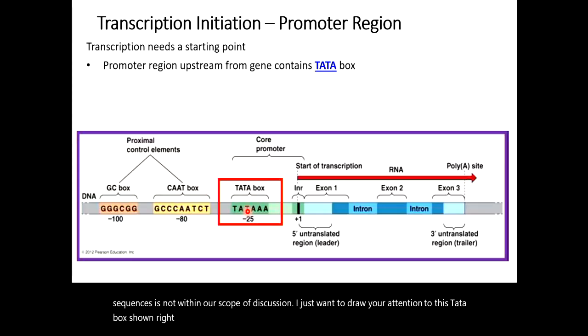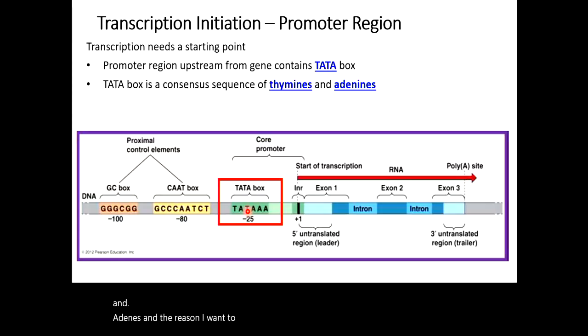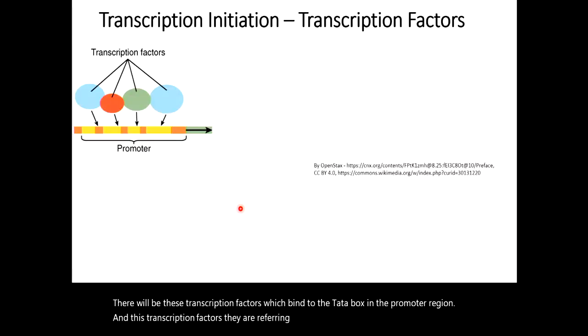The TATA box is a place where you have a repeating sequence of thymine and adenines, and the reason I want to point out this sequence is that there will be transcription factors which bind to the TATA box in the promoter region. These transcription factors are nuclear proteins. So these are proteins which are inside the nucleus.